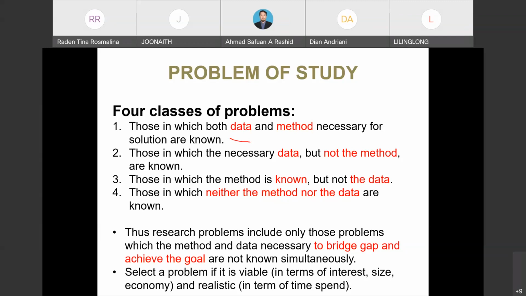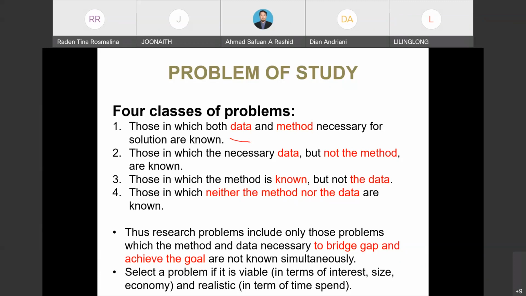Fourth, those in which neither the method nor the data are known. So this is more complicated. We don't know what data we want to get, and also the method. So try to avoid this number four type of problem. We need to have a clear picture of what we want to gain and what method we want to use. Research problems include only those problems in which the method and data necessary to bridge the gap and achieve the goal are not known simultaneously.